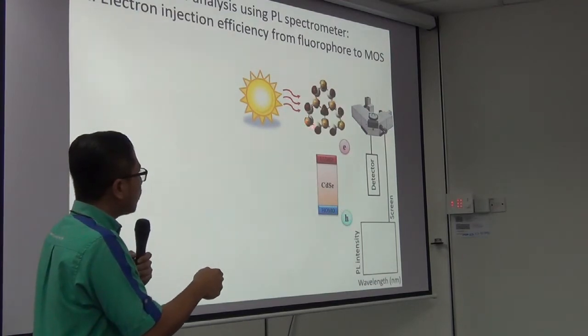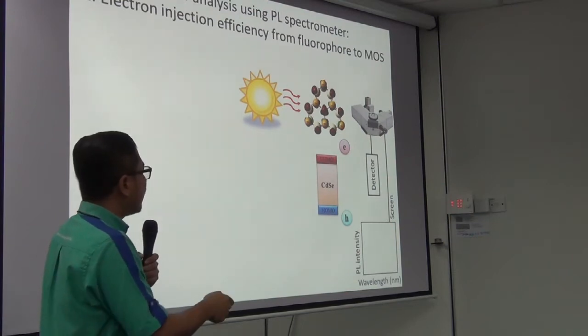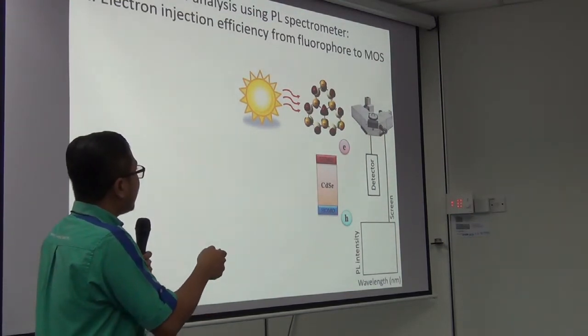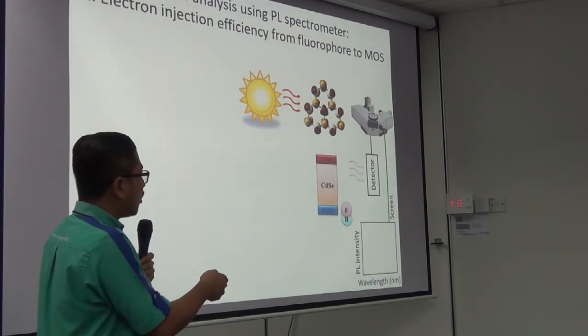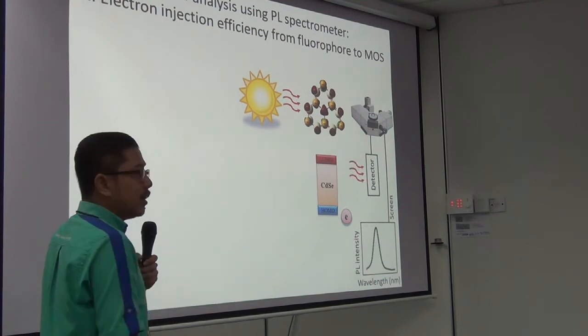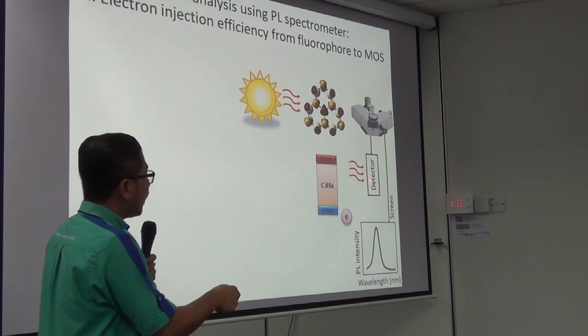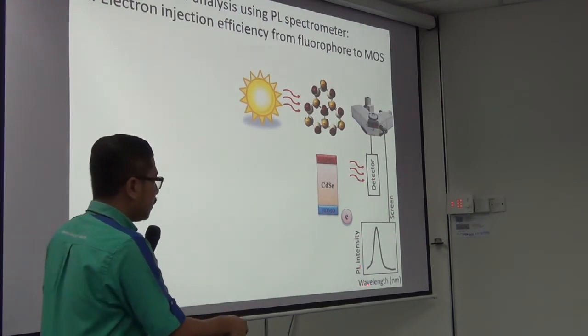We excite the electron in our quantum dots or dye. The electron will be excited, leaving a hole in the HOMO. And this electron has nowhere to go. It will recombine with the hole, giving us radiative recombination and producing light. That light will be detected by the PL spectrometer and give us this graph. PL intensity, this is wavelength.